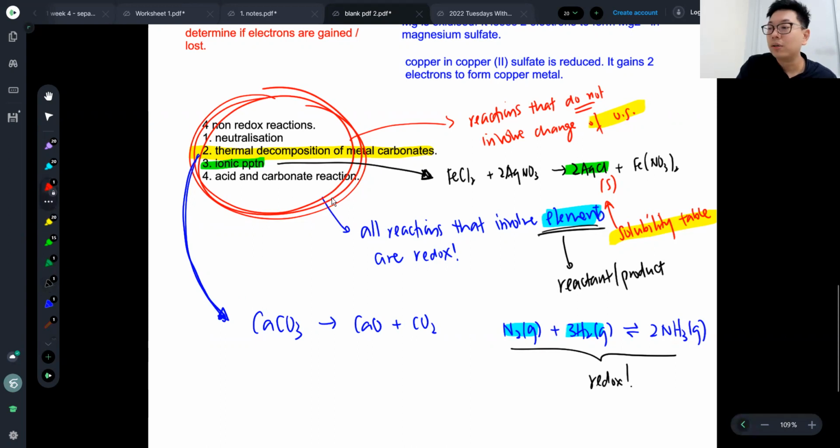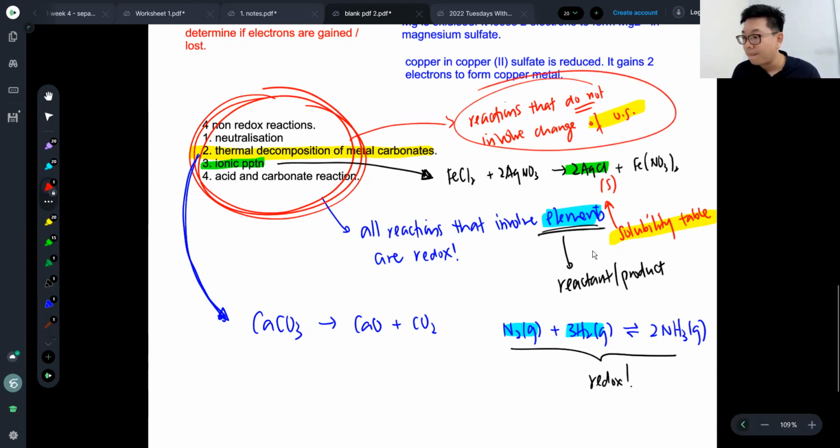How do you know if it's non-redox? As long as there is no change in oxidation state, non-redox. You will never see me use oxygen or hydrogen.